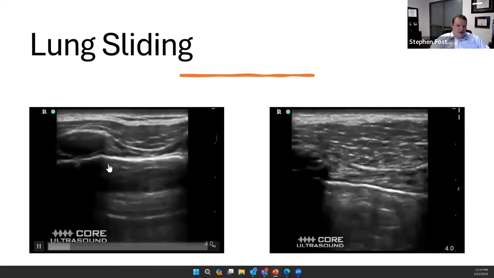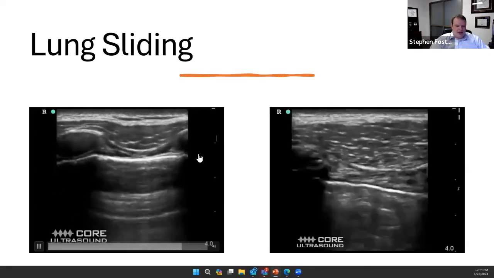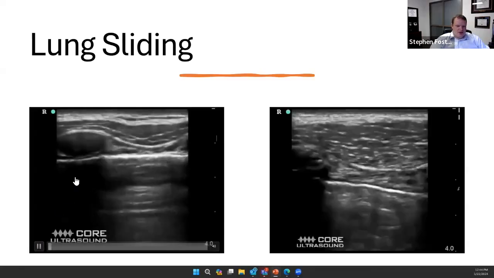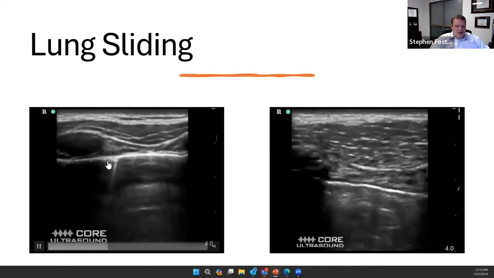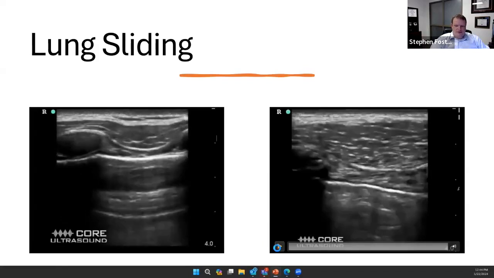This means that the lung is sliding appropriately against the chest wall. So up here, the two circular structures you see are the ribs, the skin is at the top, and so there's good sliding happening right there. This suggests that the lungs are functioning correctly.